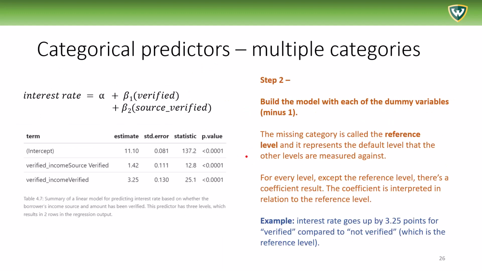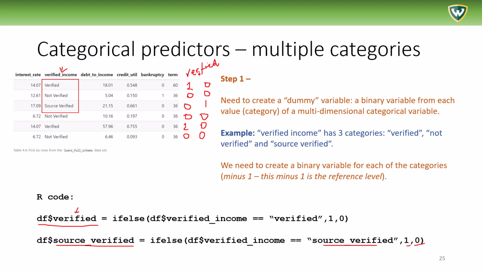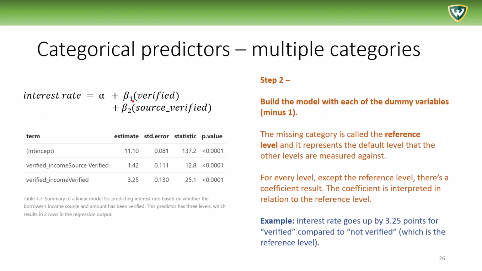Let me show you how we interpret this. The second step is we build a model with each of the dummy variables. Assuming we created two new variables, one called verified and one called source verified, we load these two variables into the multiple regression. Remember, we're talking about multiple regression, so we can have multiple predictors. We get results similar to what we got with the one predictor variable. The missing category is called the reference level, and it represents the default level that the other levels are measured against. For every level except the reference level, there is a coefficient result, interpreted in relation to the reference level.